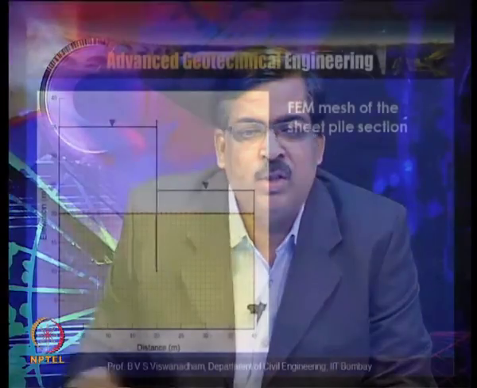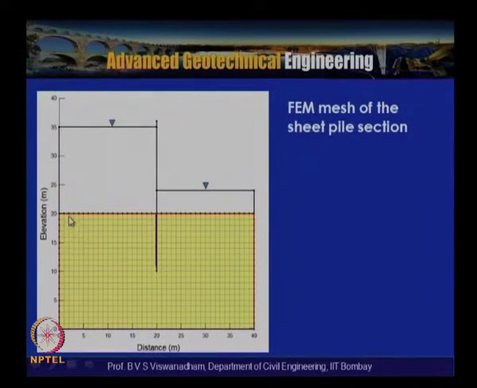So let us use the same SEEP/W program of GeoStudio 2012, and we will try to do it for the isotropic case. This is the FEM mesh for the sheet pile wall section, wherein we have 15 meters of upstream head and 5 meters here. So the differential head is about 10 meters, and this is the permeable soil layer. The horizontal extent here is 20 meters, and here is 20 meters, and here also 20 meters in this problem.